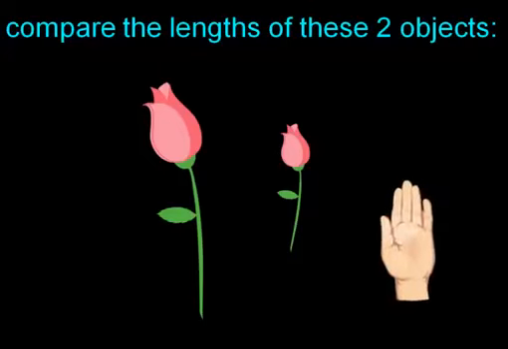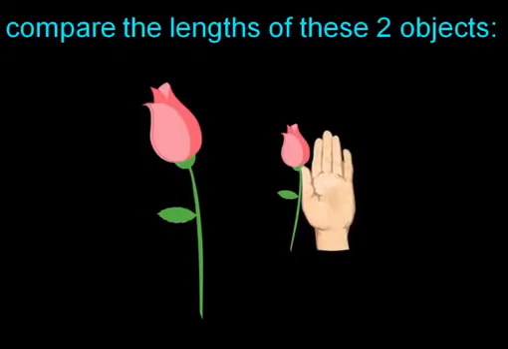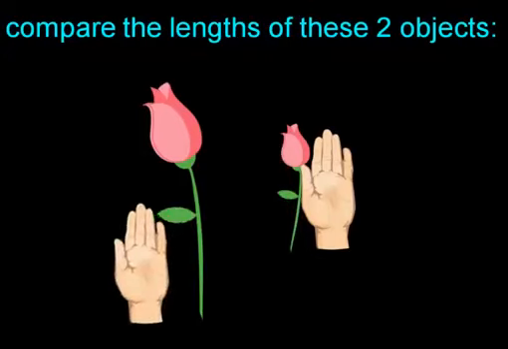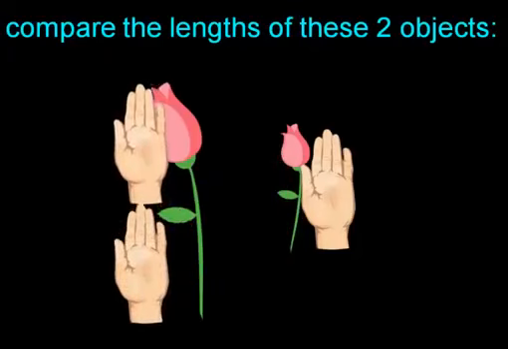So we can see that the smaller flower is about the same length as the length of a hand, while the bigger flower is about 1, 2 hands put together. That tells us that the bigger flower is about the same length as 2 of the smaller flowers put together. In other words, we could say that the bigger flower is about twice as long as the smaller flower.